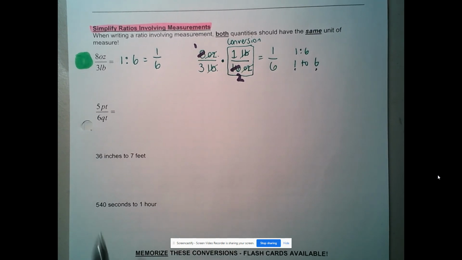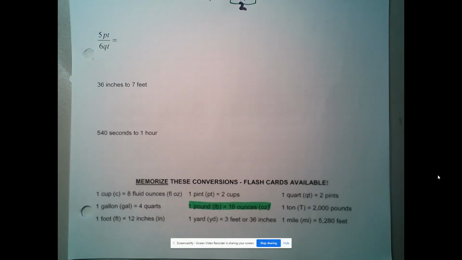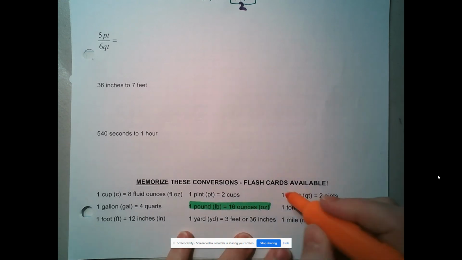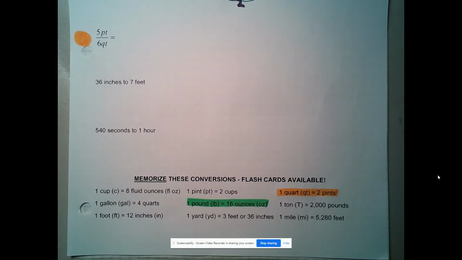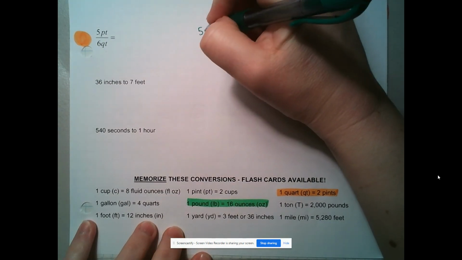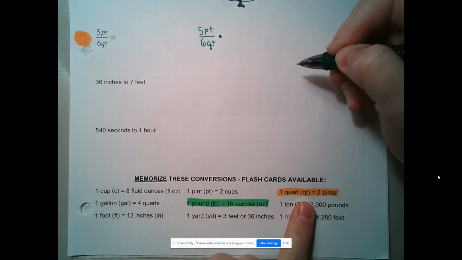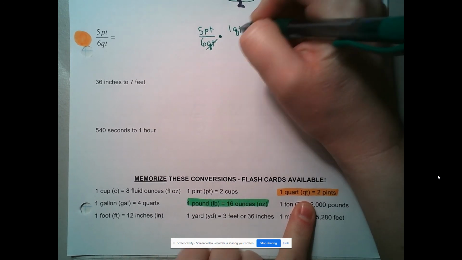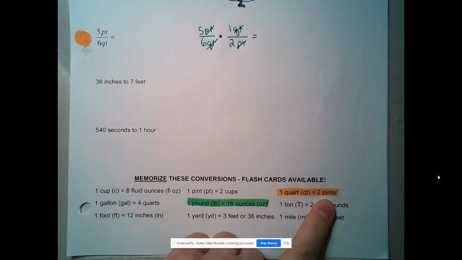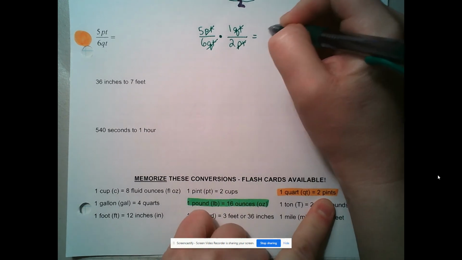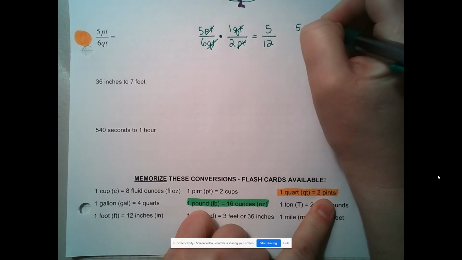This is also measurements. 5 pints to 6 quarts. So if I look down at the bottom and I'm looking for pints and quarts, I'm going to look over here and see that 1 quart is equal to 2 pints. So I'm going to put orange there just so I know which one uses which. I'm going to write 5 pints over 6 quarts, and I'm going to multiply that on purpose. I'm going to put the 1 quart on the top so that the quarts will cancel. I'm going to put the 2 pints on the bottom so that the pints will cancel. I'm going to look around and say, nope, I don't notice anything else that can be simplified. 5 times 1 is 5, 6 times 2 is 12, and this is a 5 to 12 ratio.